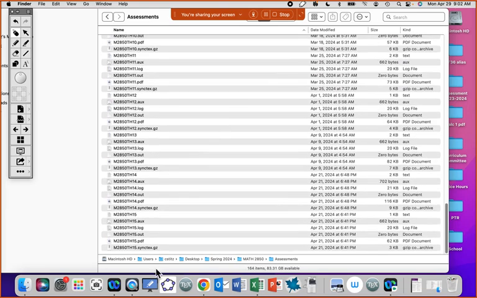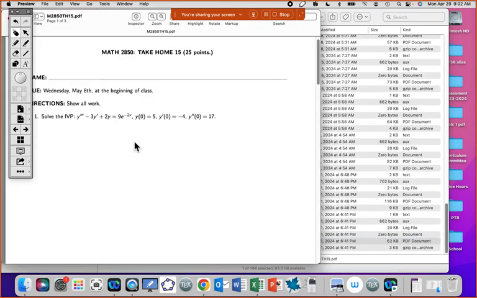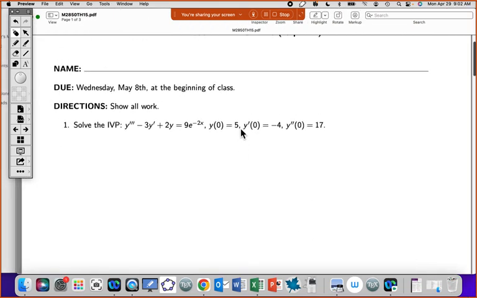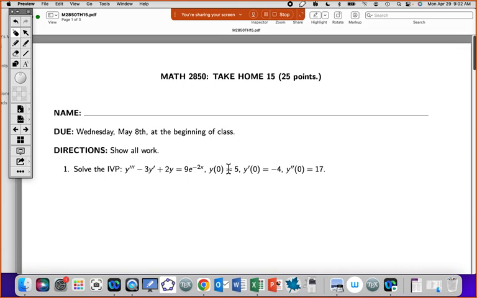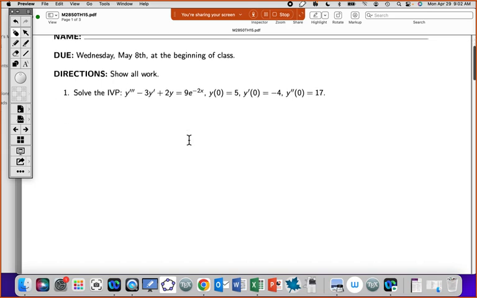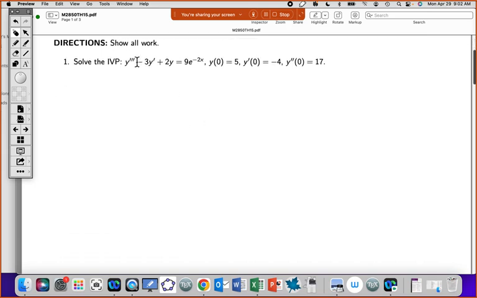Let's look at take home 15. It'll become available on Wednesday, but there's 2 problems. Okay, so this will be due Wednesday, May 8th. You got an initial value problem. It's a constant coefficient. So you could hit this with your undetermined coefficients. So this is like 9.2 and 9.3. So method of undetermined coefficients will handle that one.